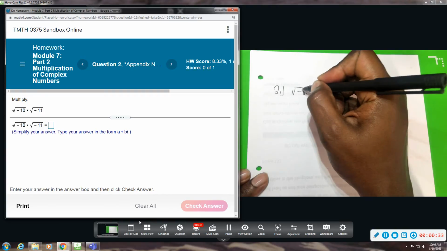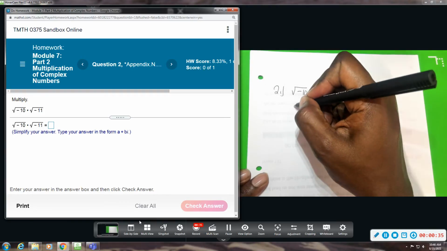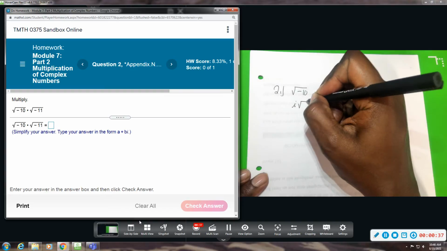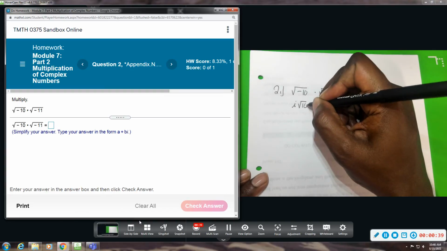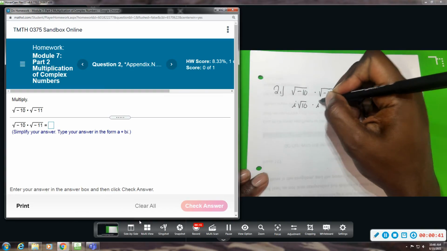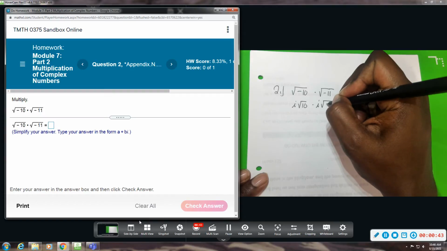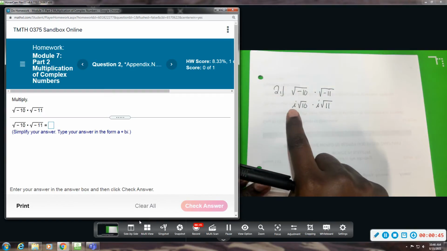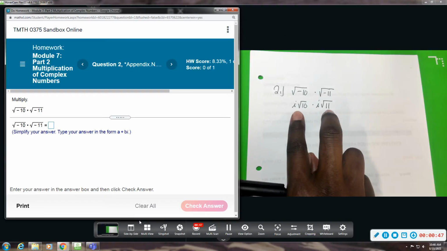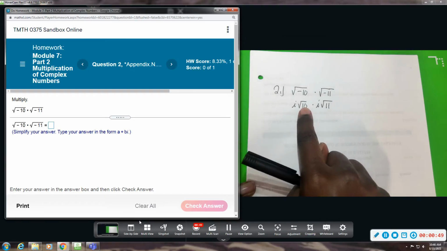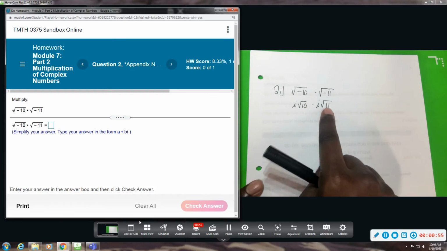Because of the negative under the square root, we're going to rewrite this as i times the square root of 10. And then we're going to multiply that by i times the square root of 11. All right, and then we will multiply these two terms together. Because they're both under square root and we've already simplified as much as we can, we can now multiply these two together.